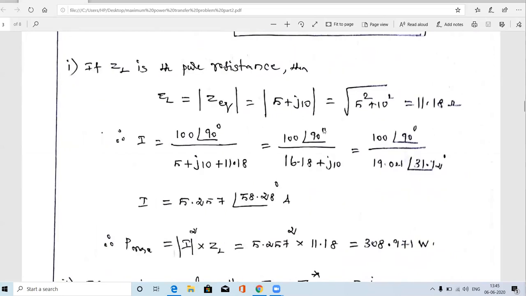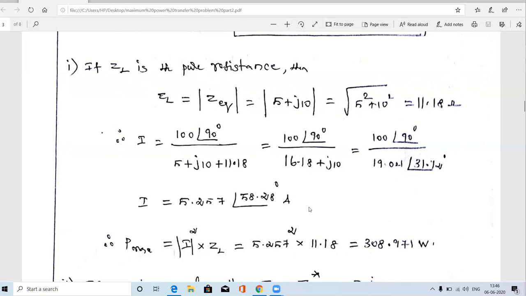Here the numerator is in polar and the denominator is in rectangular form. So the real parts we just add: 16.18 plus J10, and this we have to convert into polar. Converting this into polar, we get 19.021 with angle 31.72 degrees. Polar by polar: if we want to divide, the magnitudes we just divide. So 100 divided by 19.021 gives 5.257, and the angle we have to subtract. So 90 degrees minus 31.72, we get 58.28 degrees.